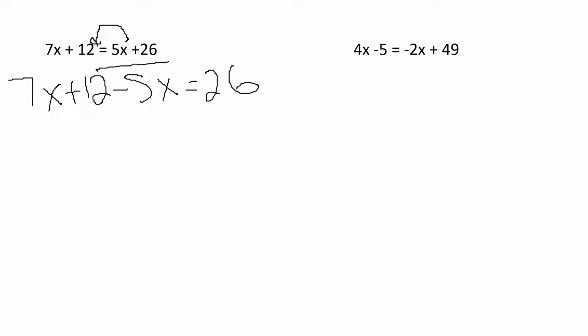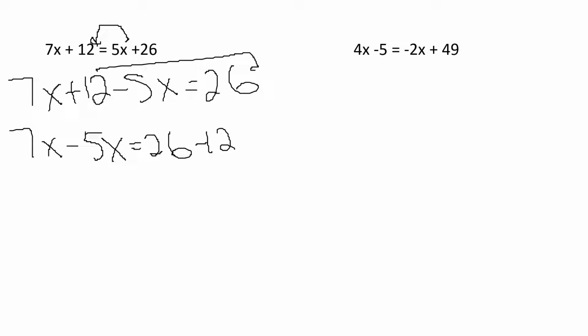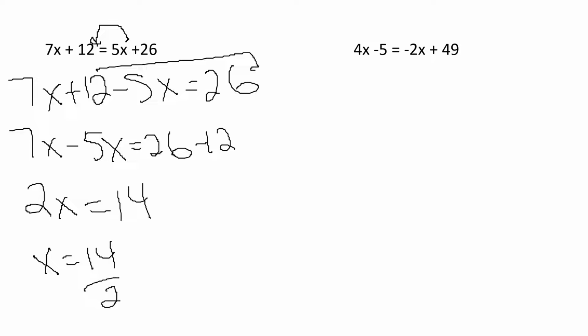Now I'm going to move my 12 over. When I do that, the plus 12 becomes a minus. So now I have 7x minus 5x, which is 2x, equals 26 minus 12, which is 14. I'm not done. X is not by itself, so I'm going to move the 2 over. It's going to become 14 divided by 2, which is 7.